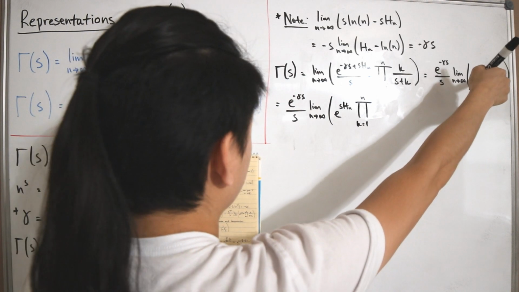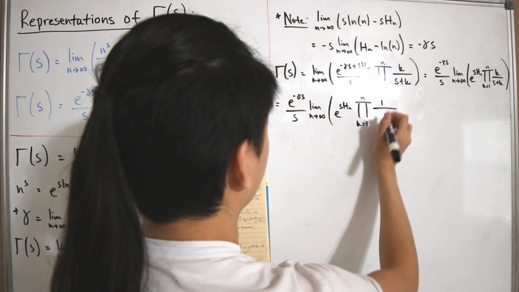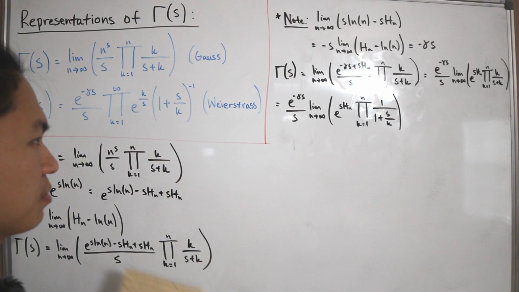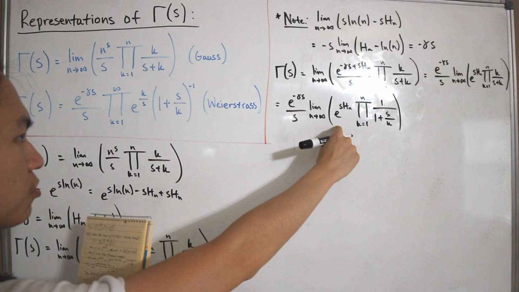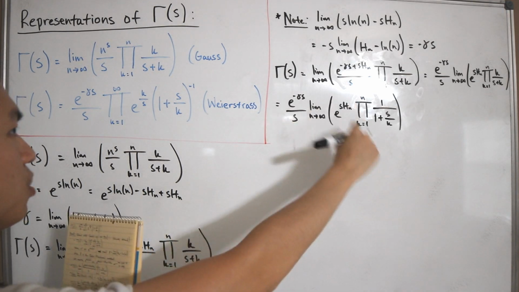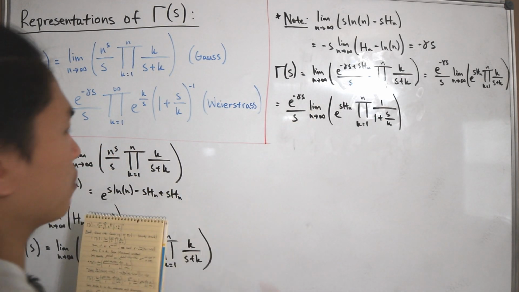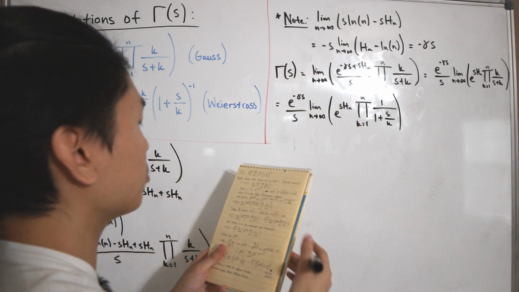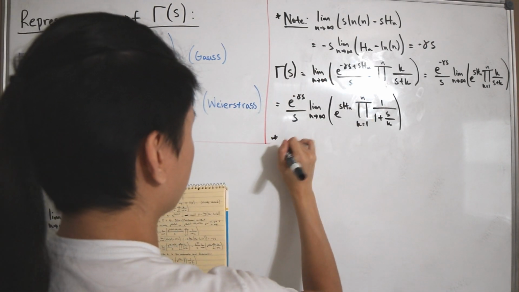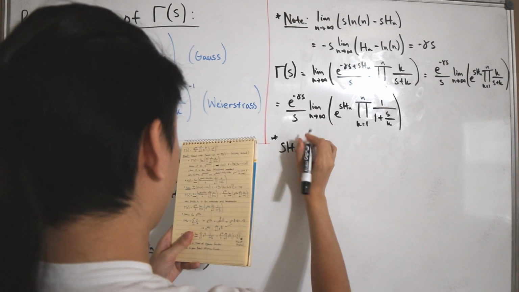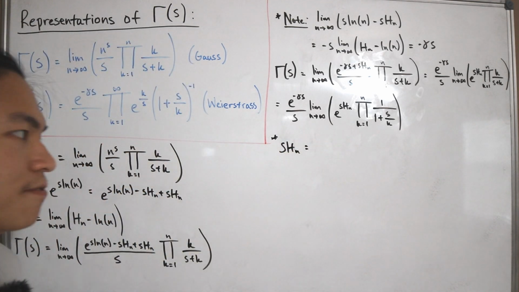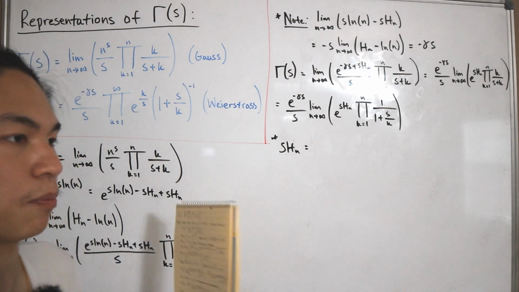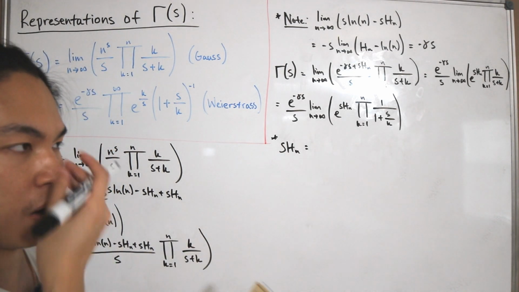So after applying the division with k, we have 1 divided by 1 plus s divided by k. Here's something we have to pay attention to now. We have e to the s times the nth harmonic number. So how do we get rid of and isolate the h sub n notation? Let's notice that s times h sub n. We know that by definition h sub n is a harmonic number, so it's the partial sum of the harmonic series.